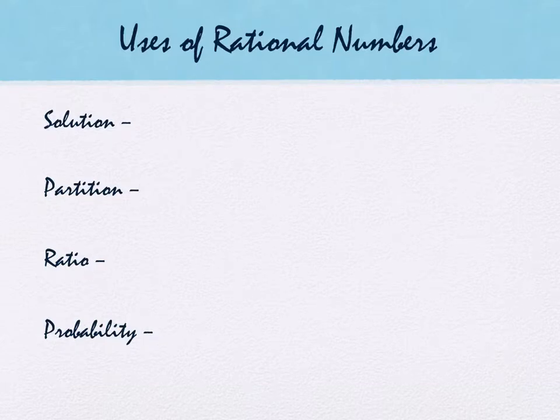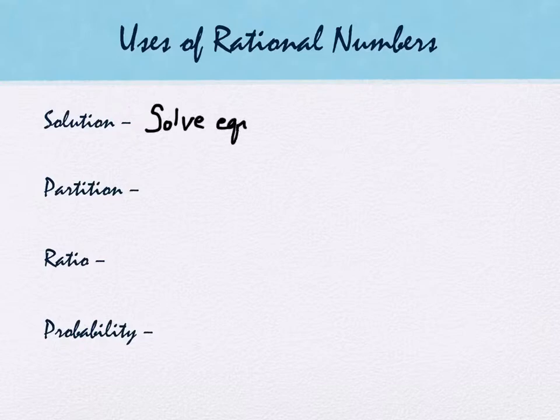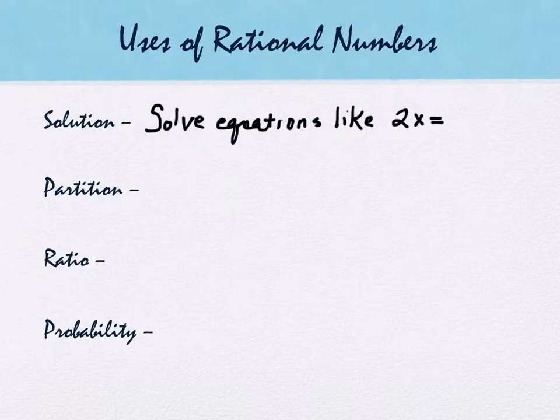The first use of rational numbers is solution. So what do I mean by that? Well, it means it has the ability to be used to solve equations. Like 2x equals 1. If we only have integers, then we have numbers like -1, 0, 1, 2, 3, and so forth. And if those are the only numbers that we have that we can use, none of those numbers will solve this equation.